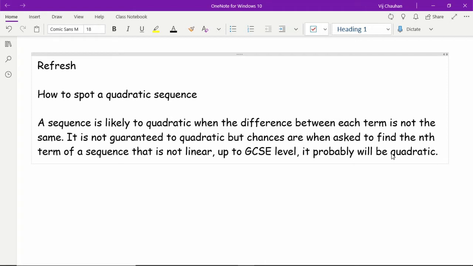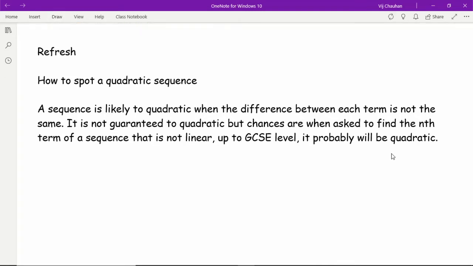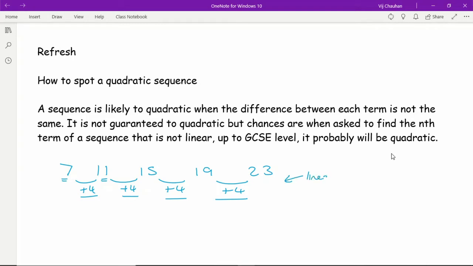As an example of what I'm talking about, if I had a sequence that had 7, 11, 15, 19, 23, here you can see that the difference between each of these numbers is +4, and that continues all the way. It's always important that you don't just look at two consecutive terms, you look at the string of numbers in the sequence to make sure the differences are the same. So this is what we'd call a linear sequence, as the difference between each term is the same.